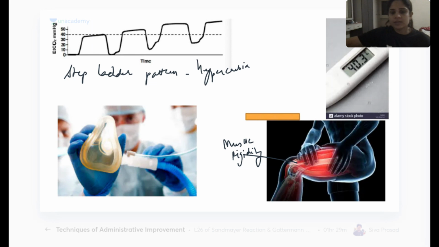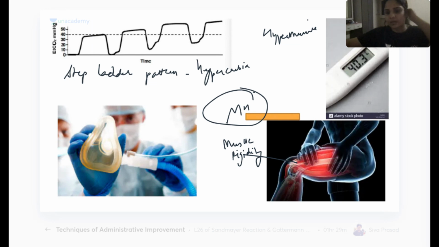In temperature, what are you getting? You are getting hyperthermia, muscle rigidity, and all this is happening after you have given some gases to the patient. So what are the precipitating features of malignant hyperthermia? Malignant hyperthermia is caused by what drugs?